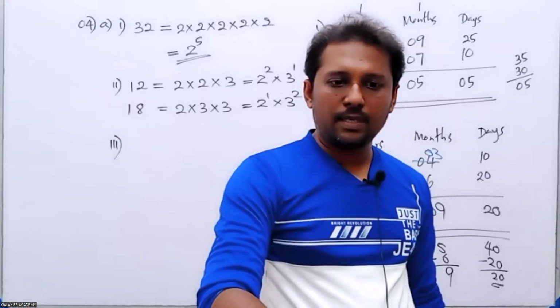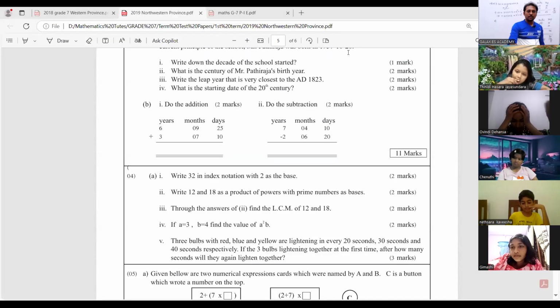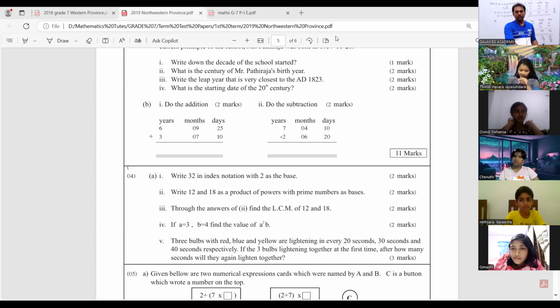Right, third part. Look through the answers of the second part and find the LCM of 12 and 18. Okay, LCM. In the first part question, I mentioned to you there are two methods of finding the LCM.